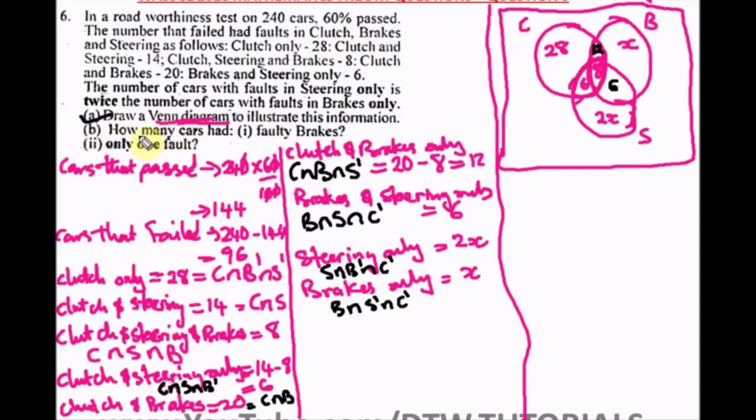Now B says, how many cars had, I says, how many cars had faulty brakes. So we're going to look for the total number of cars that have faulty brakes. But before we do that, we must get the value of x. Is that not it?